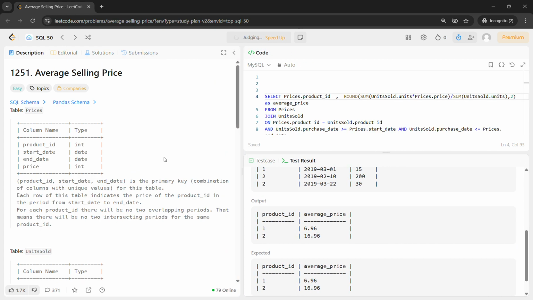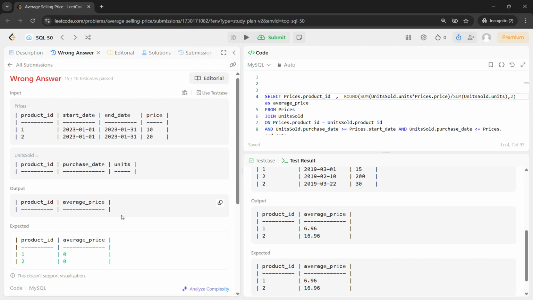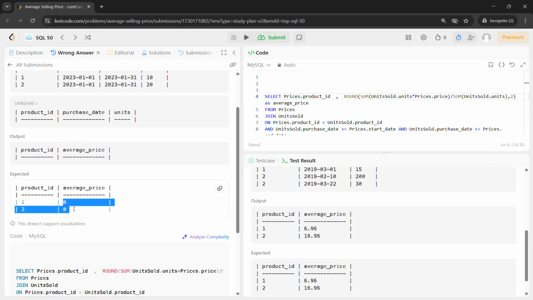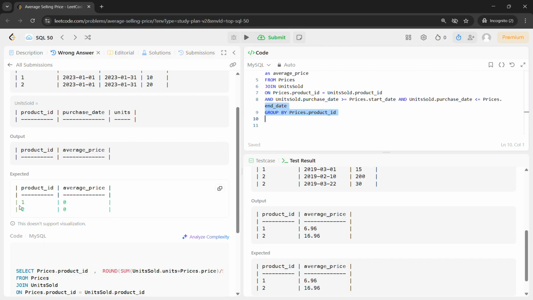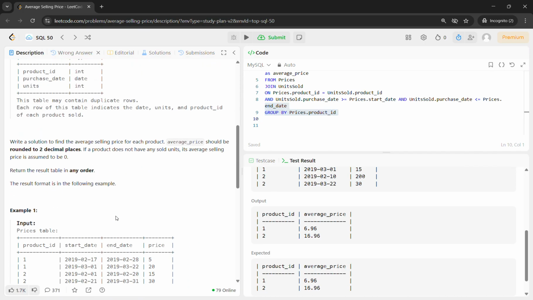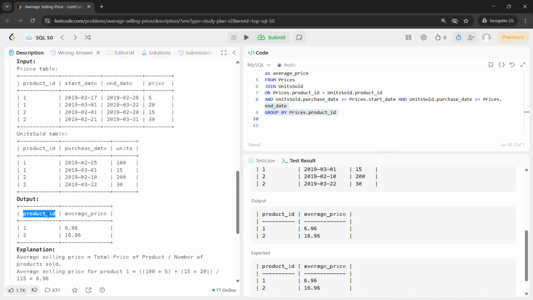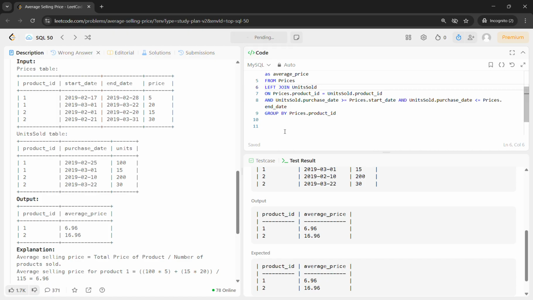Let's see. Okay, what is failing? In case there is no match, for out of this condition I am getting nothing. Still I want 0, because in the question it was mentioned that the average selling price is assumed to be 0 if there are no sold units. So I still want the product IDs, and product ID is coming from the left table prices, so it will become a left join. So this is how we decide whether it will be a left join or a right join. Now let me submit it.